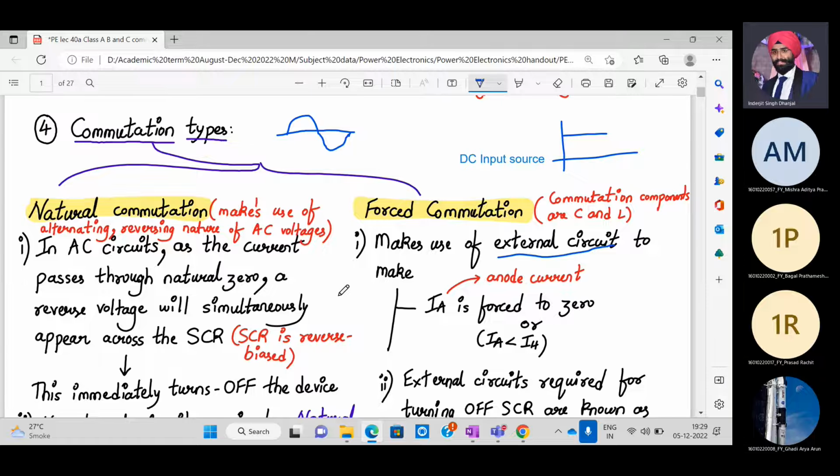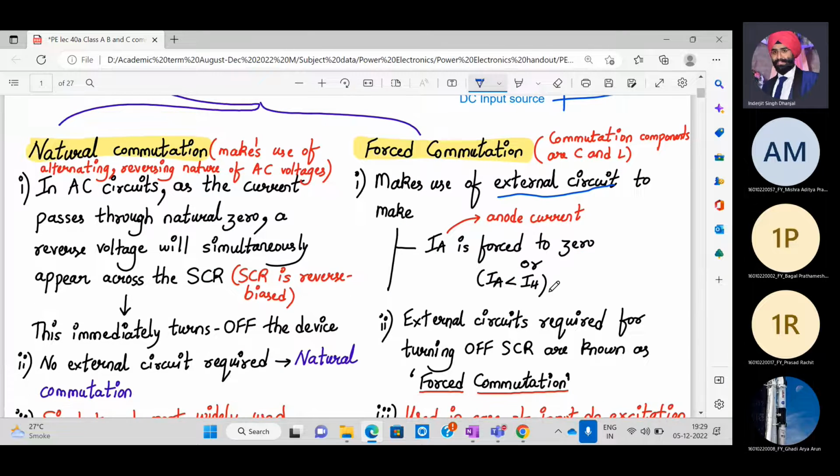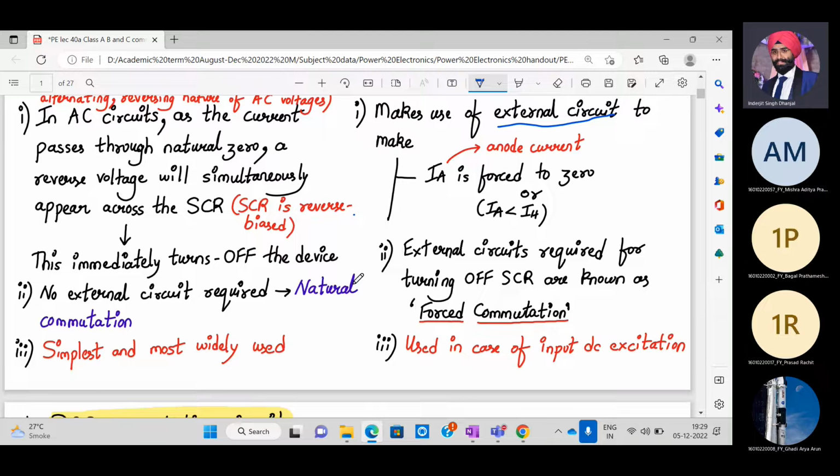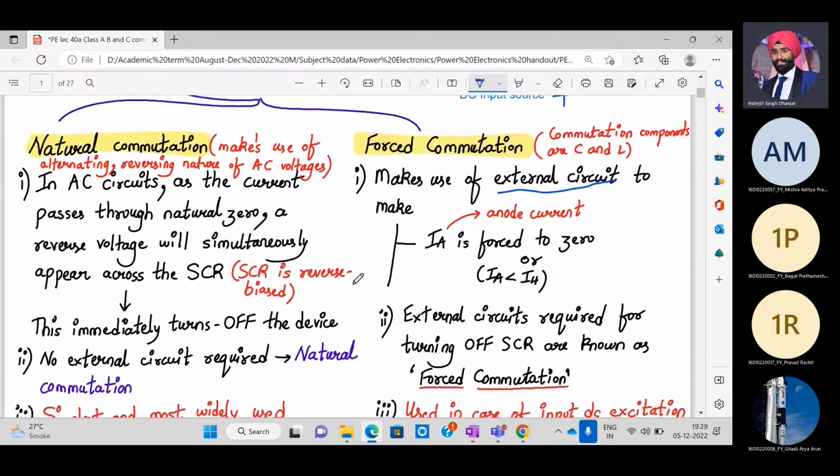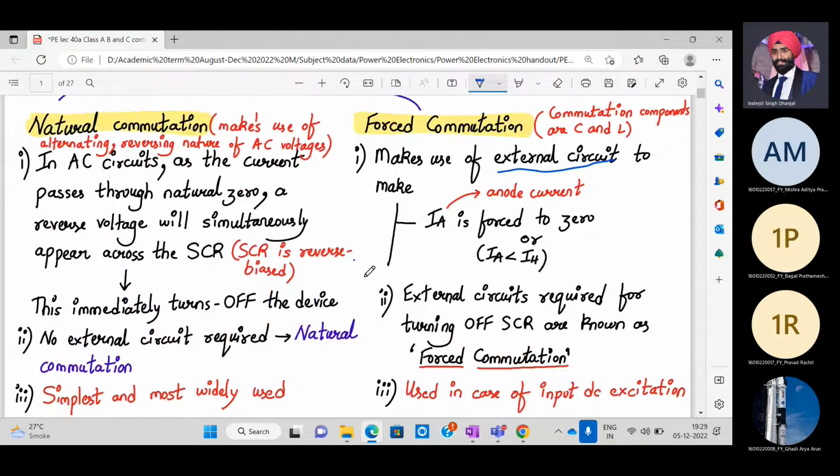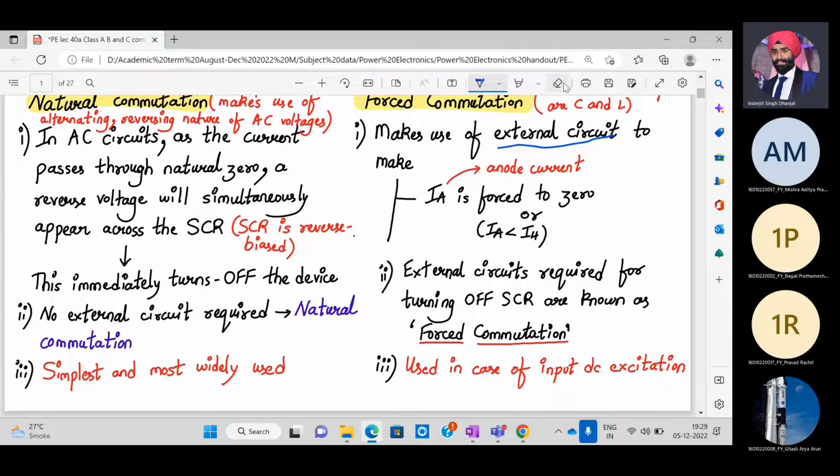I've asked you the question whether you have understood the difference between them. These forced commutation techniques I'll be teaching you now. That is class A, class B, class C, class D, and class E. Class F is natural commutation. Is this distinction clear to you? Yes? Okay.